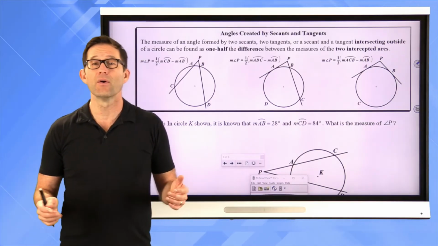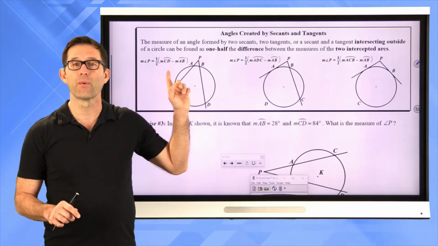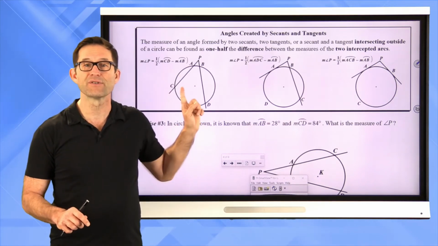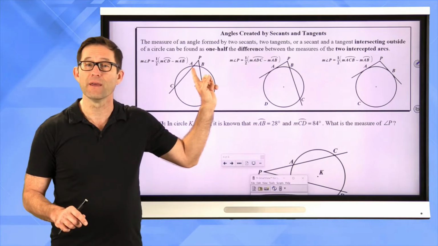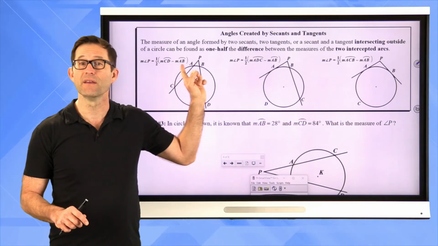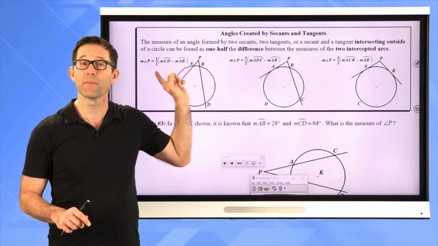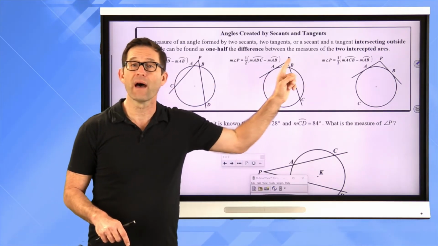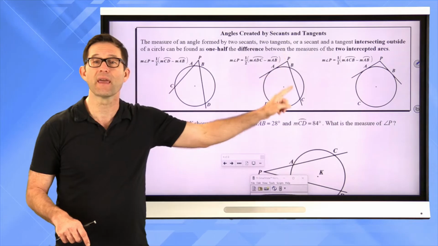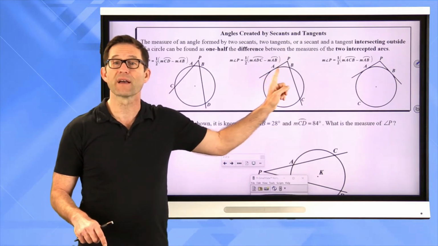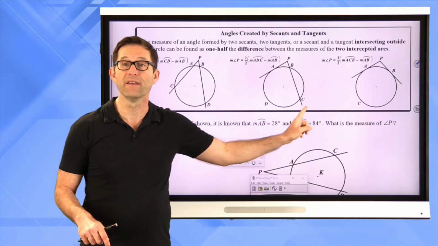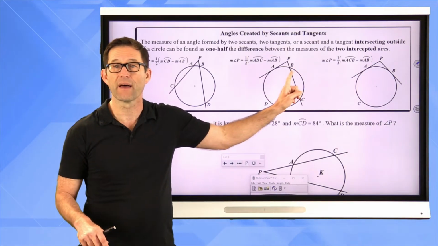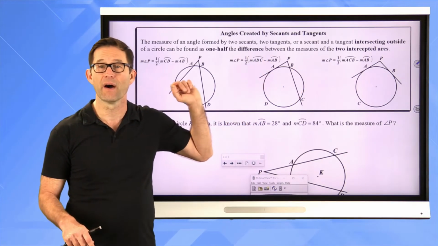Now again, just to go through these very quickly. In this situation, when I have the measure of angle P, it's intercepting arcs CD and AB. So I'm going to do the measure of CD minus the measure of AB, and then I'm going to divide by 2, or multiply by 1/2. Here, where we have a tangent PA and a secant PC, that intersects arc AB and arc ADC. So I'll take the measure of arc ADC, subtract out the measure of arc AB, and again divide by 2.